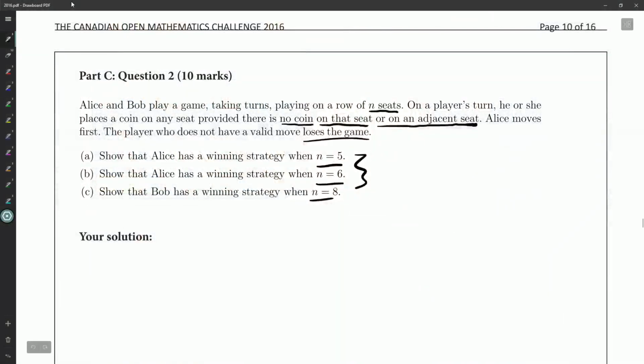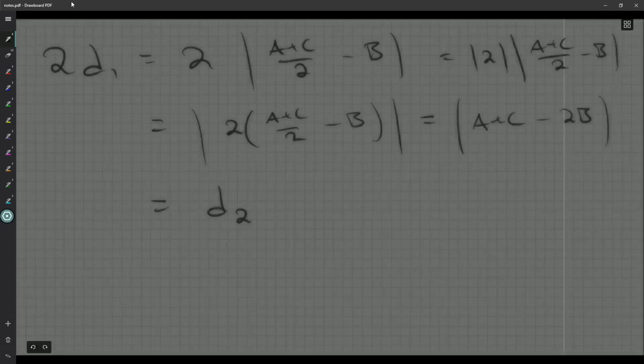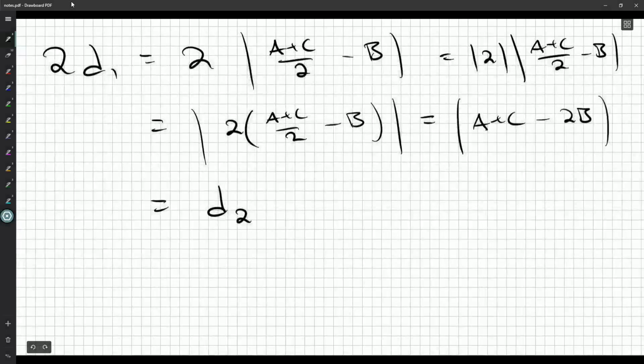I'm not going to use seats. I'm just going to have a row of 5 things and say, if Alice has a winning strategy, she should have this one move that she makes, and then no matter what Bob does, she should have a follow-up, and so on. So, let's get the last question out of the way, and we'll take a look here. Okay, so we'll start playing.